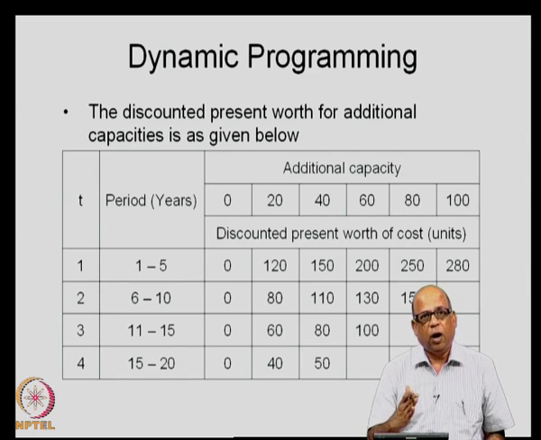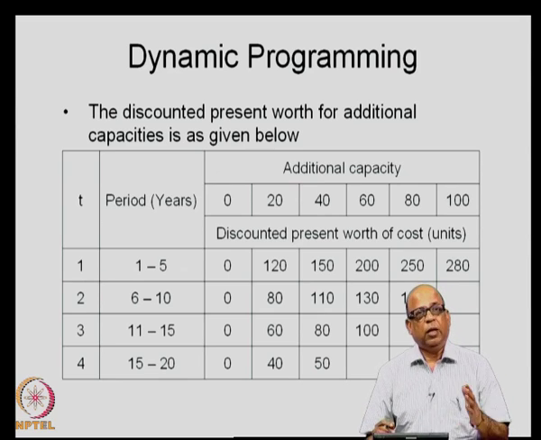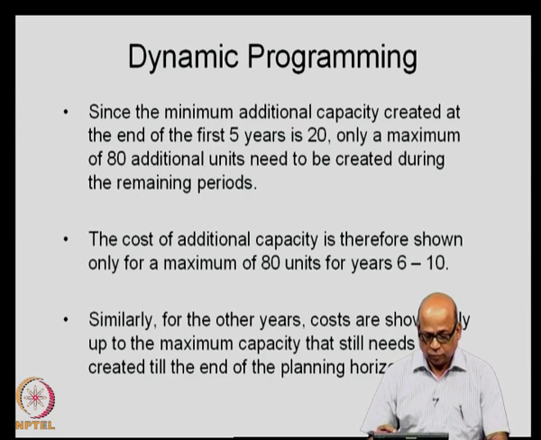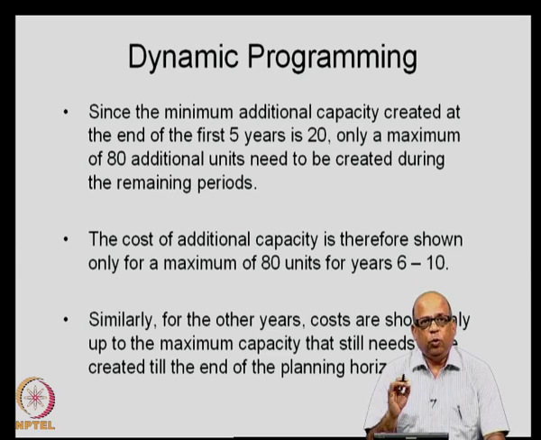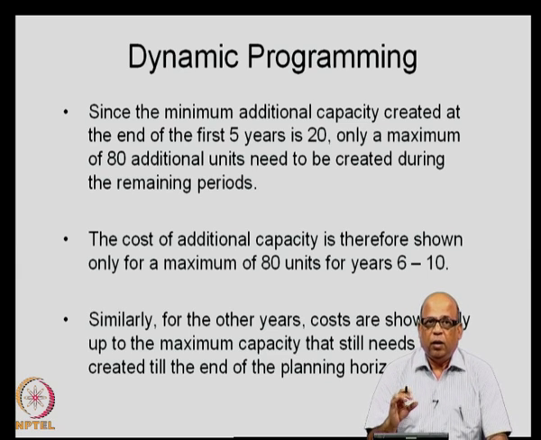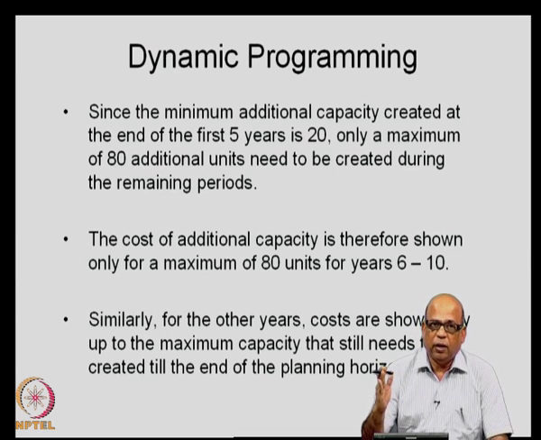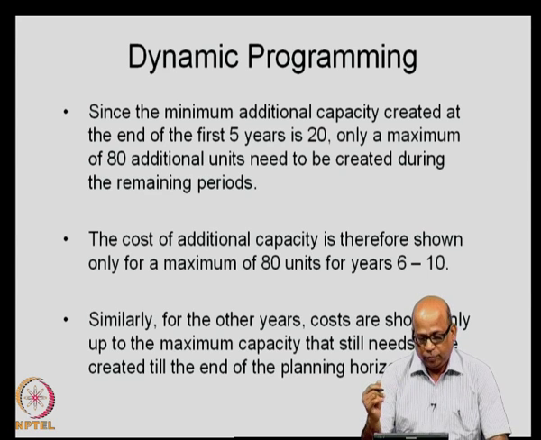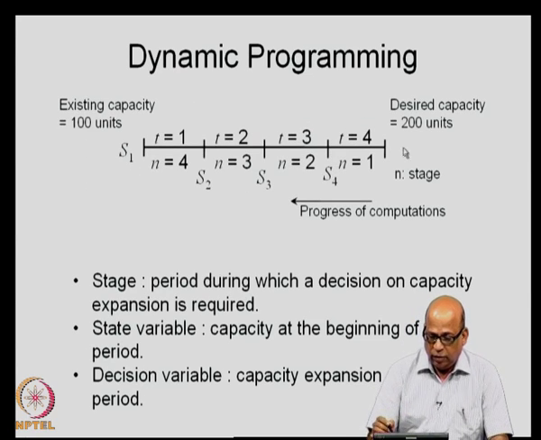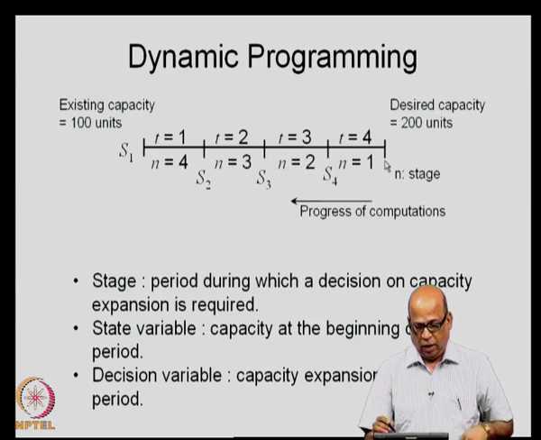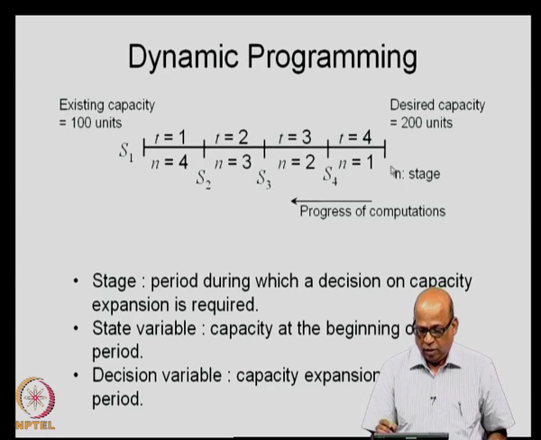Right now, we will focus on how we formulate this problem as a dynamic programming problem and then solve it from stage to stage. So, the question that we are asking now is, starting with a known capacity of 100, in stages of 5 years, how do we keep expanding the capacity such that the minimum required capacity at the end of each of the 5 years, which is specified, is attained. Now, this is formulated as a dynamic programming problem.